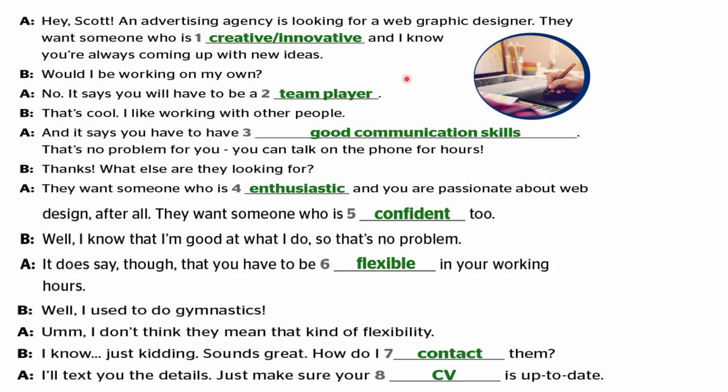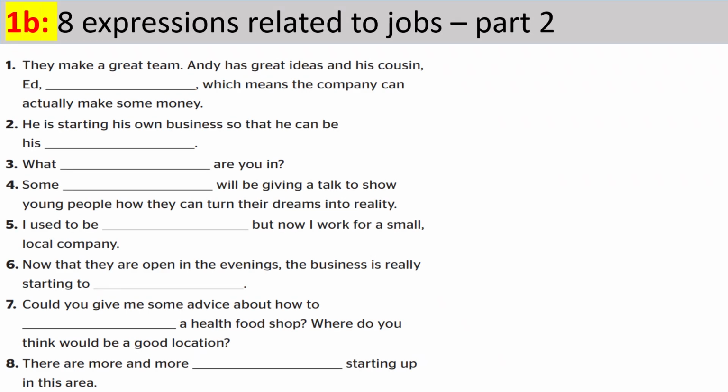So you will get the paragraph like this. It's a dialogue between student A and B, and we saw in the classroom. You can go back to the student book and see it more. All right. Now, moving on to the second lesson in vocabulary, which is about 8 expressions related to jobs.